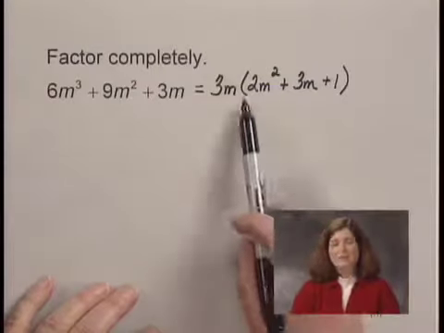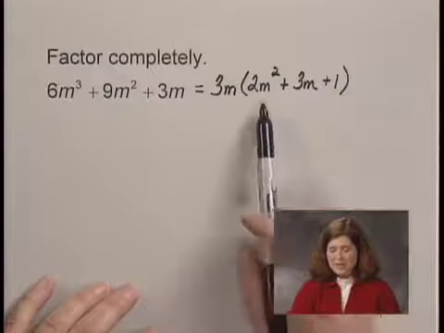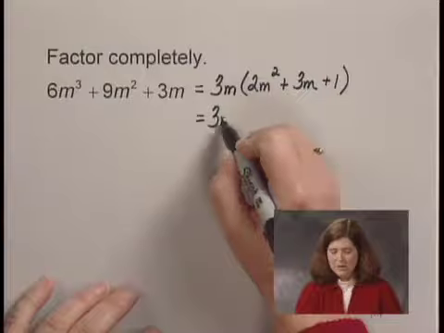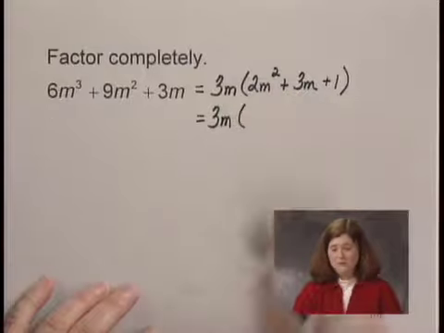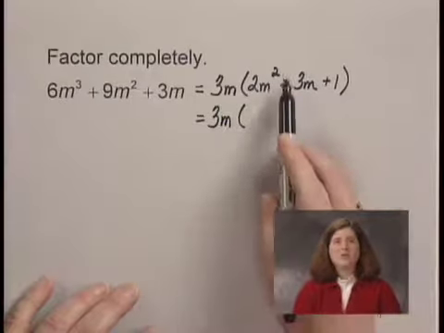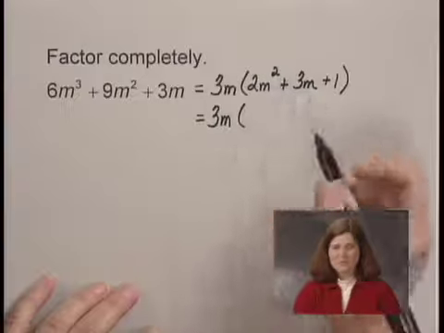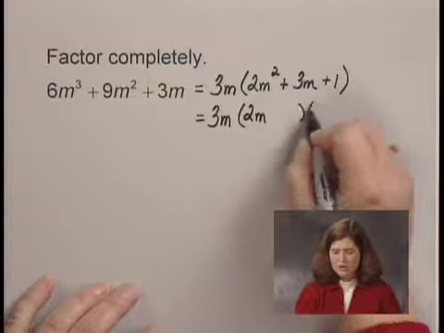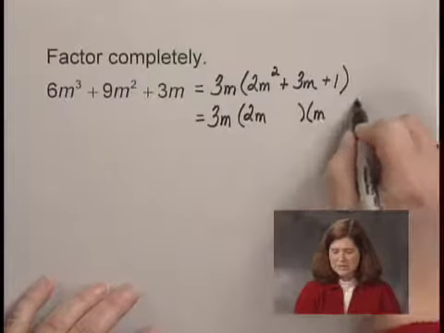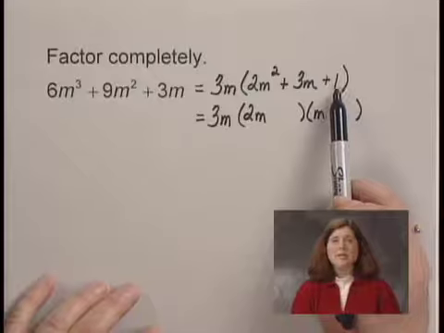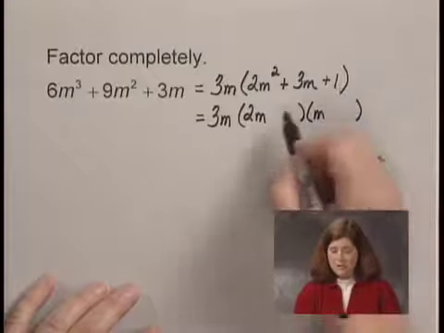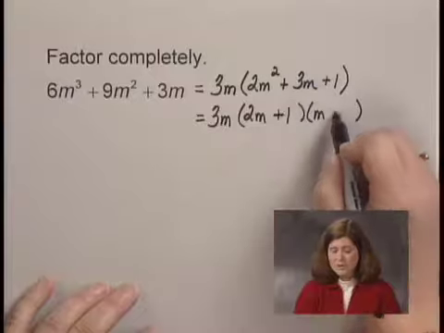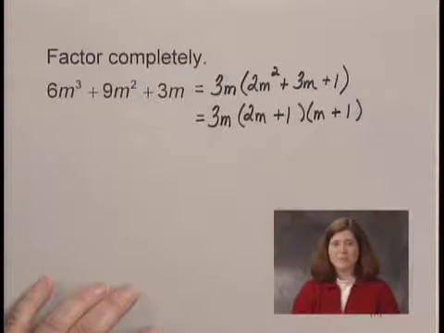Now I look at the trinomial that's inside the parentheses, and I see if that can be factored. If it can be factored, it will factor into 2 binomial factors. 2m squared can only be factored as 2m times m. So I would have a binomial, the first term is 2m, and the second term is m. Now 1 can only be factored as 1 times 1. So if this factors, it has to factor into 2m plus 1 times m plus 1.